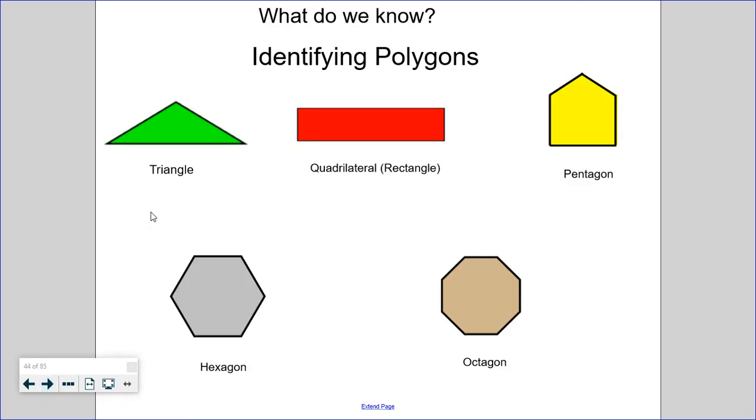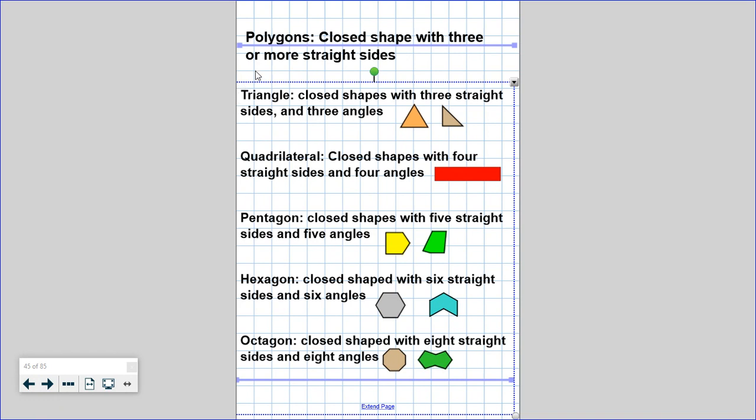So let's talk about polygons. What are some of the different polygons we've learned? Here's a few pictures. We have a triangle. We have a quadrilateral, and this one happens to be a rectangle, a pentagon, a hexagon, and an octagon. So what do these shapes mean?